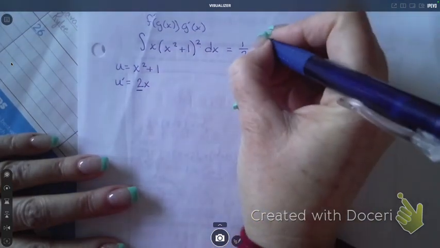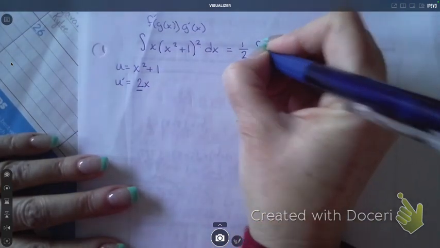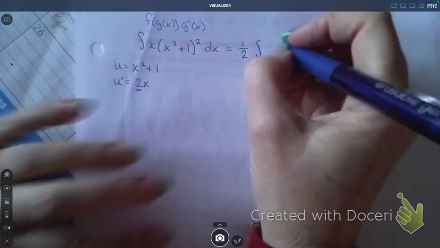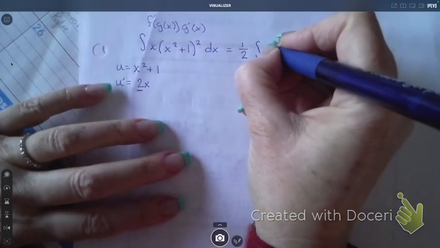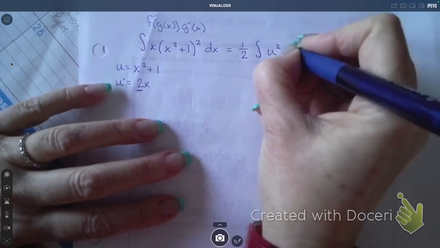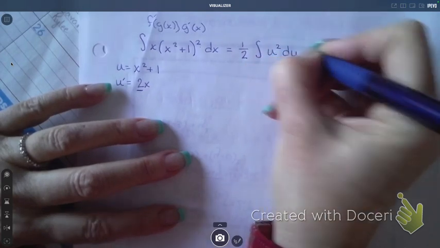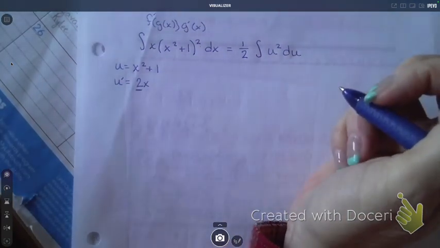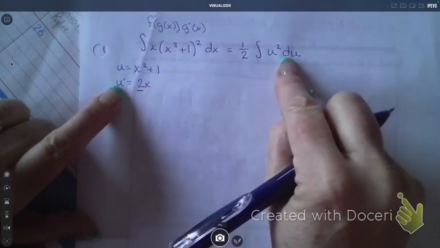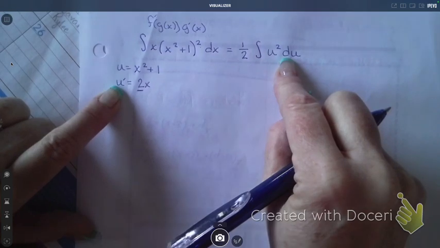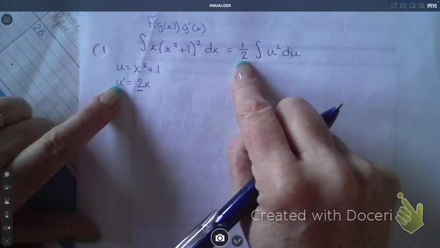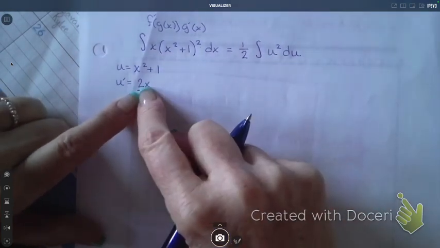Okay. The integral of u squared. Now, you can put u prime or you can put du. I kind of switch back and forth because isn't u prime the same as du? Yeah. Okay. So once I put that 1/2 there, does it take care of that missing 2? Yep. We good? Okay.